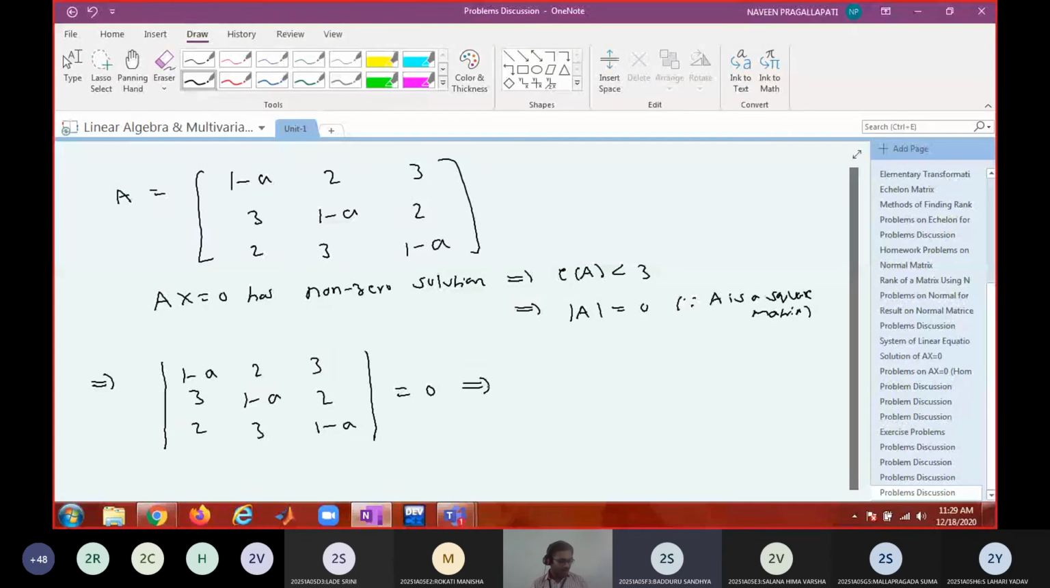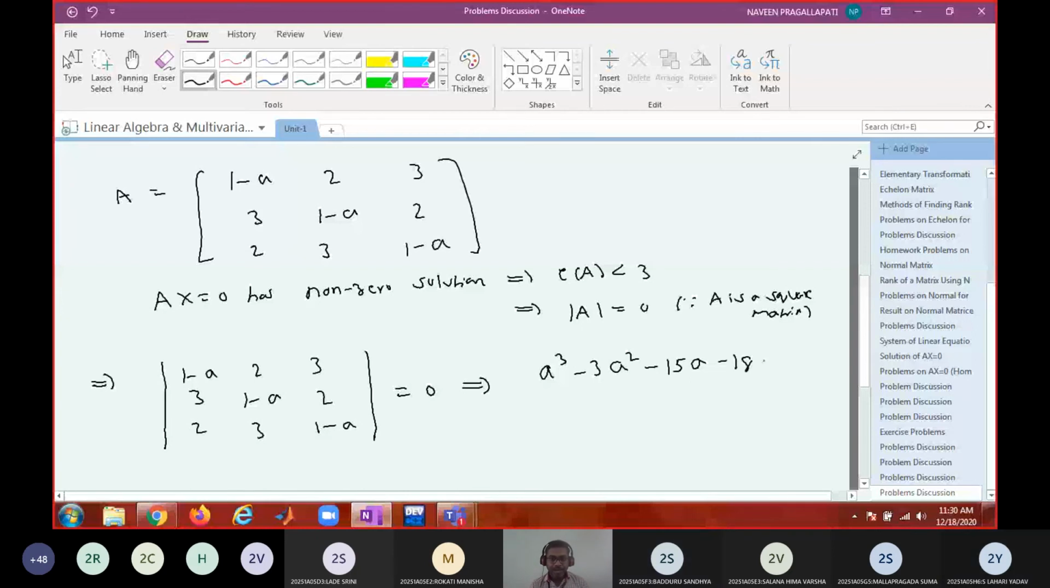Tell me the equation: a cube minus 3a square minus 15a minus 18 equal to 0. Yes, sir.